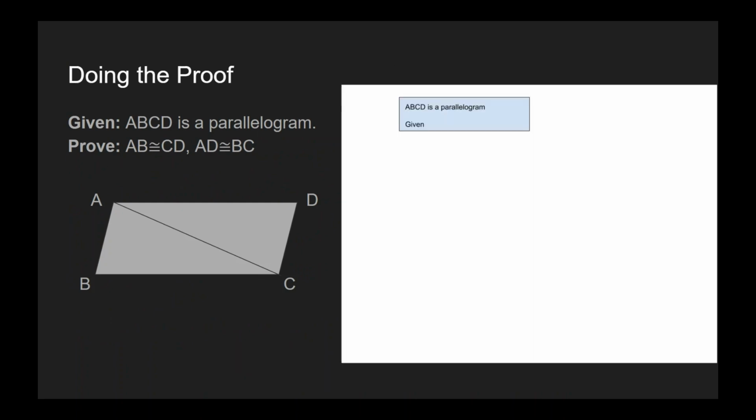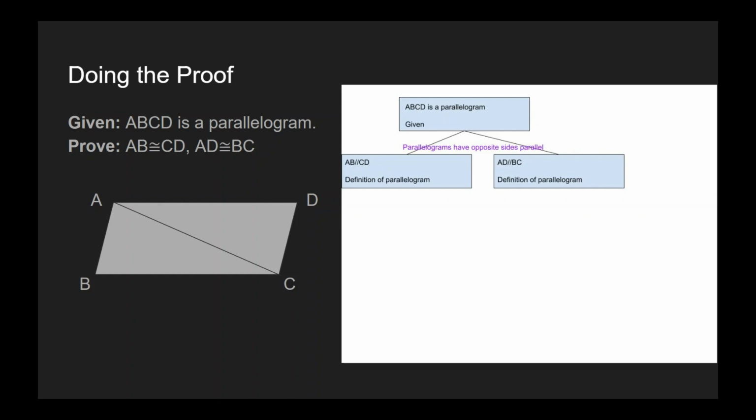Every time we're doing a proof, we always start with the given information, which says that ABCD is a parallelogram. From there, thinking back to what we had said about vocabulary earlier, we can say, hey, wait a minute, parallelograms have opposite sides parallel, which gives us two separate statements. AB is parallel to CD. Because of the definition of a parallelogram, those are opposite sides. And AD is parallel to BC, still because of the definition of a parallelogram, because those are still opposite sides.